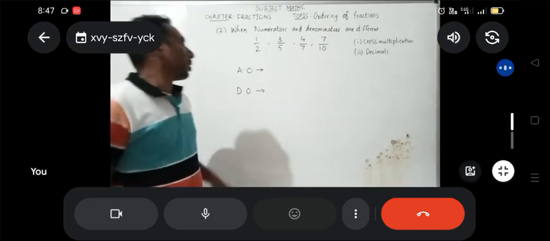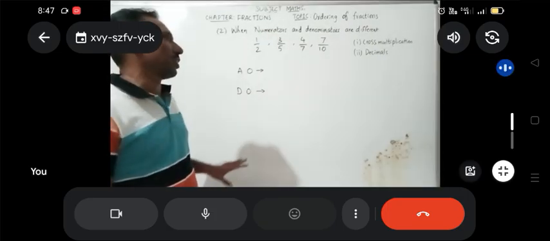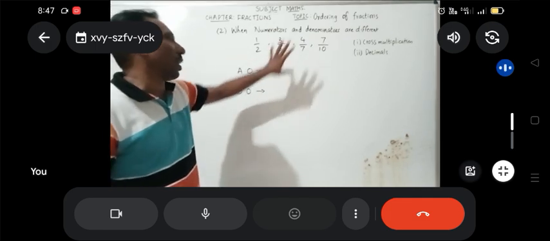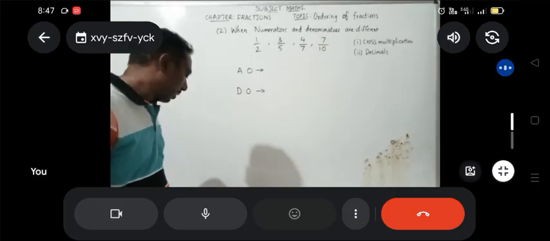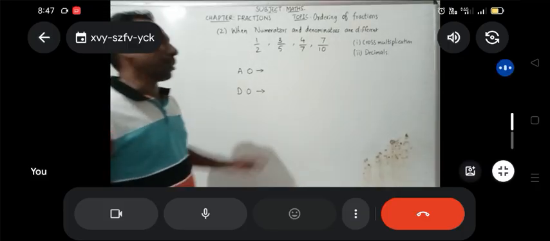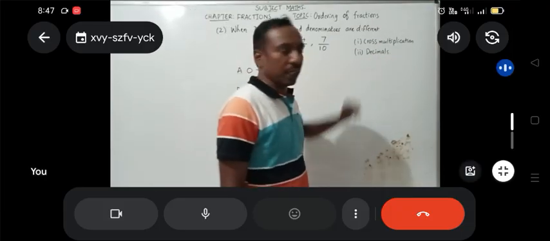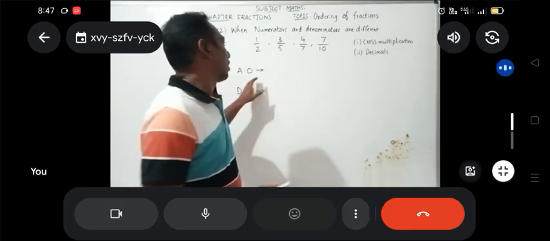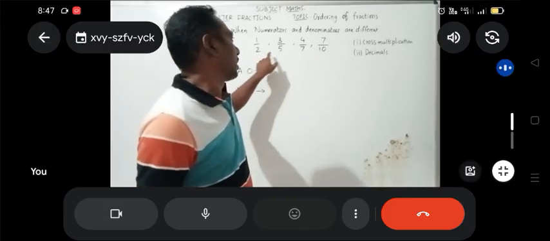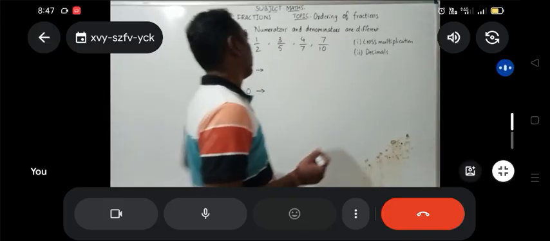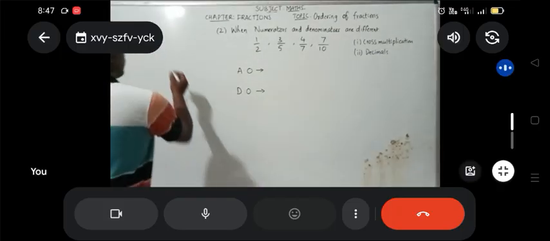Dear students, now when denominators and numerators both are different, at that time how can you order these fractions in ascending and descending? For this, we can use two methods. One is the cross multiplication method, another one is the decimal method. See, we have learned the cross multiplication method yesterday. Now, let me take these 4 fractions together and let us find out through cross multiplication.